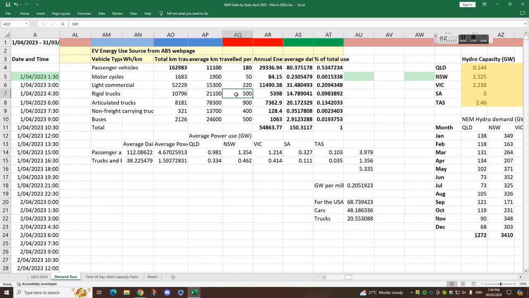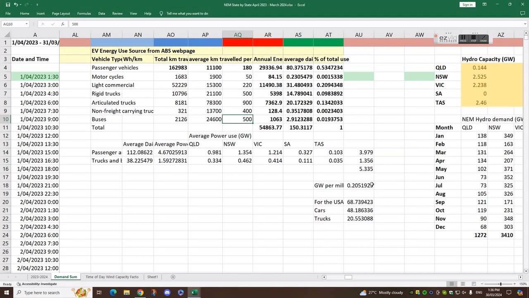Rigid trucks, again furniture van type size or furniture truck size, 500 watt hours per kilometre. Semi-trailers, articulated trucks 900 watt hours per kilometre, non-freight carrying trucks 400, and buses 500 watt hours per kilometre. So that's the watt hours per kilometre multiplied by the kilometres per year that each vehicle has travelled, multiplied by the number of vehicles, and so on, to get the total energy use of each type of vehicle per year.